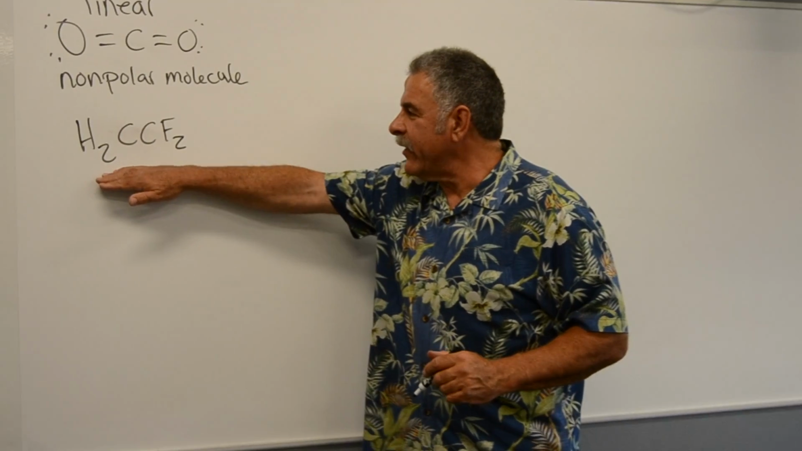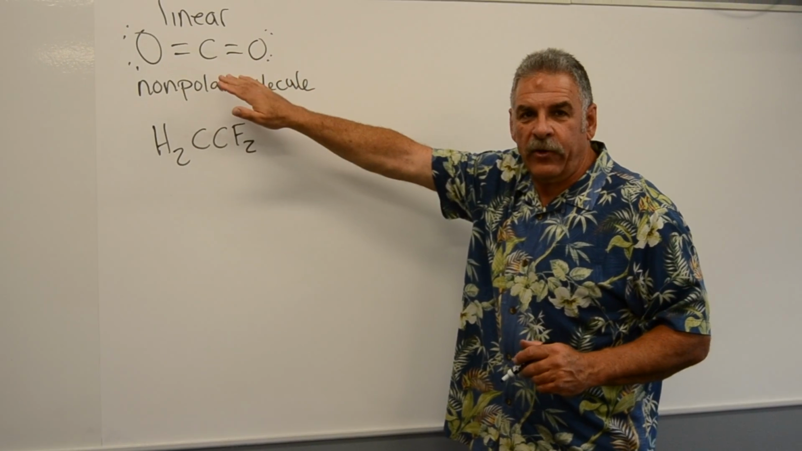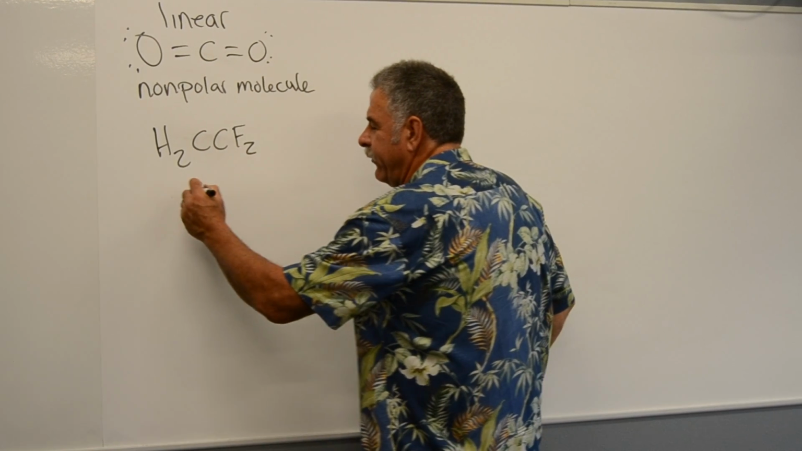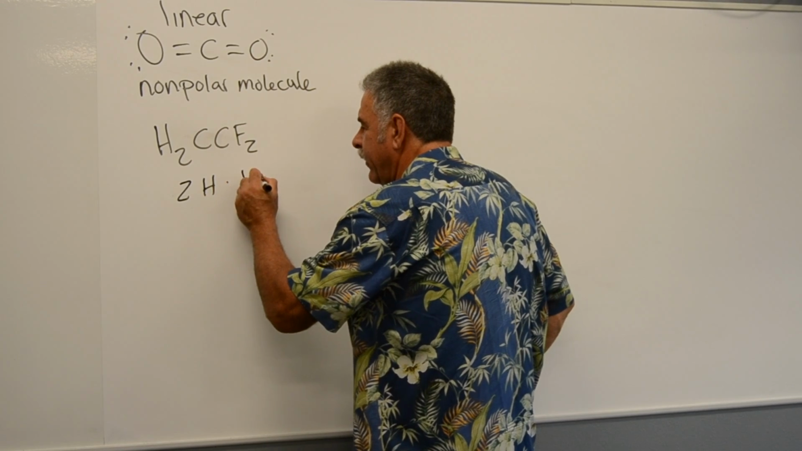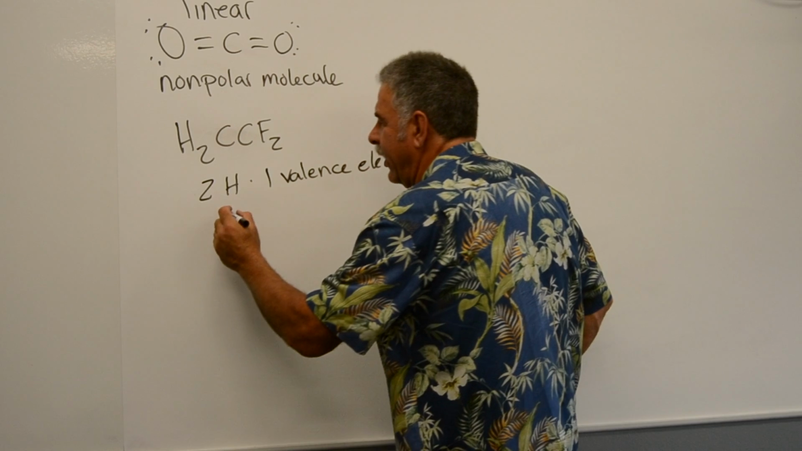Today we're going to look at a polar molecule as compared to the nonpolar molecule we looked at, CO2. So we do the Lewis dot structure in the same way. We have two H's. They each contribute one valence electron. And you get that from the periodic table.